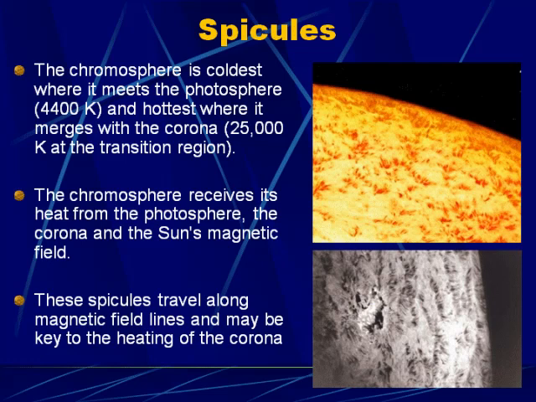Now, the chromosphere is coldest where it meets the photosphere. It's only down to about 4,400 degrees Kelvin. And it's hottest where it merges with the corona, about 25,000 degrees Kelvin. We believe that the chromosphere actually receives its heat from the photosphere, the corona, and to some extent the sun's magnetic field. We now know that the sun's magnetic field does heat the corona, so there is a net flow of heat from the corona to the chromosphere.